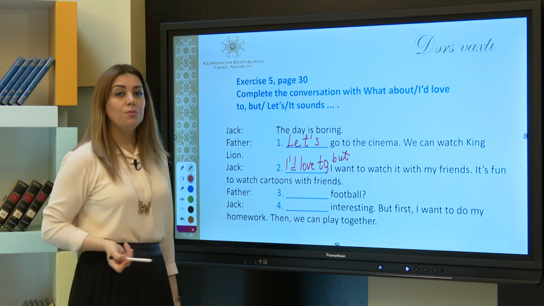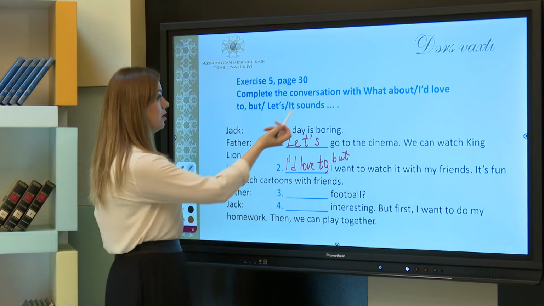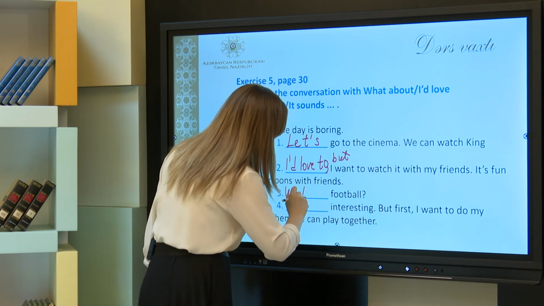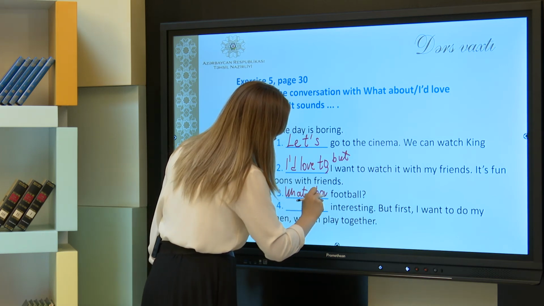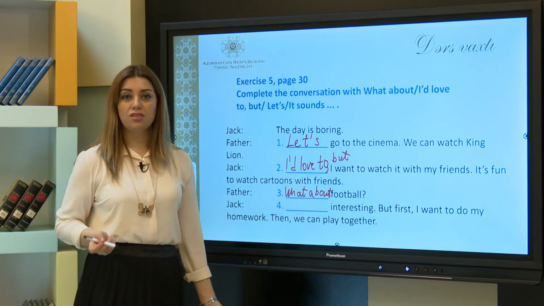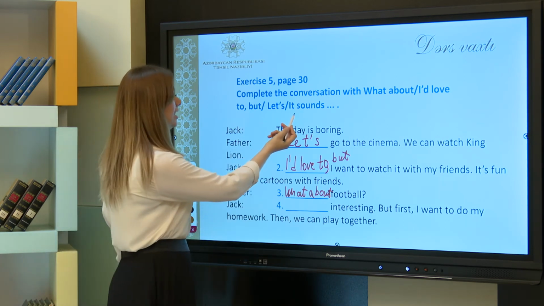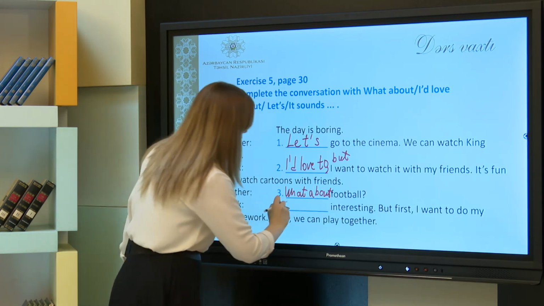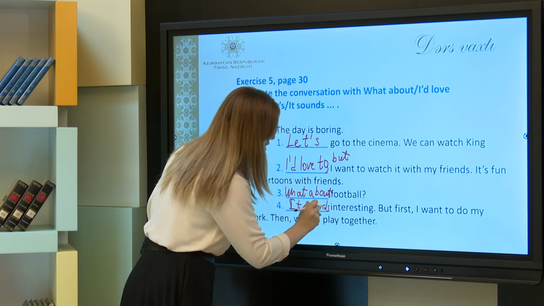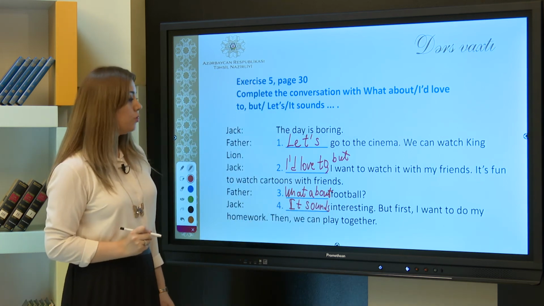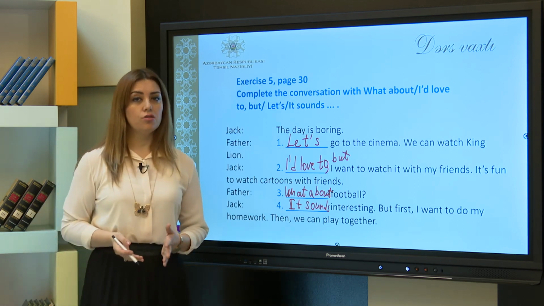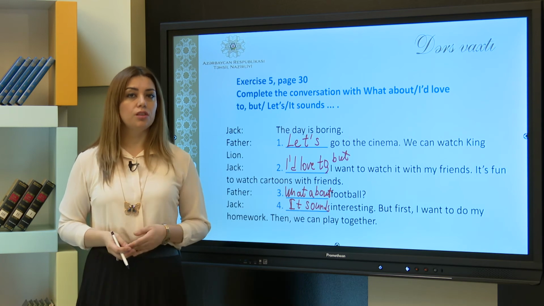And then father makes another suggestion. He says, what about football? And Jack says, interesting. It means that Jack likes this idea and he says, it sounds interesting. But first, I want to do my homework. Then we can play together. So Jack agrees to play football with his father after doing his homework.